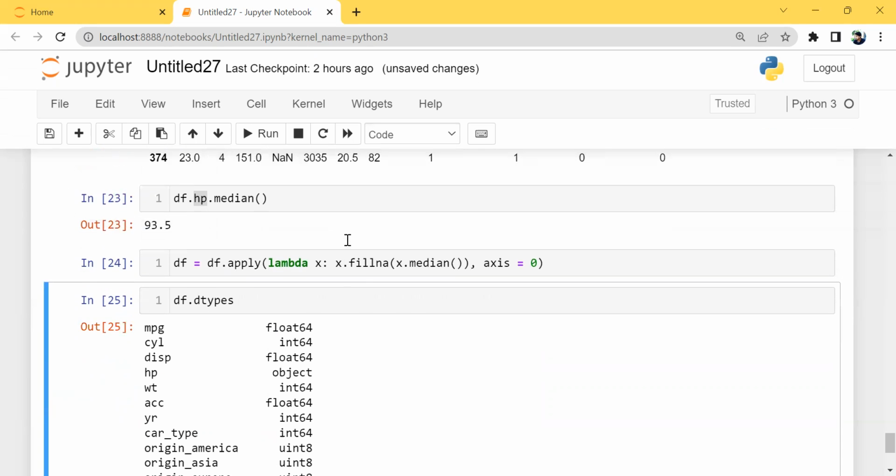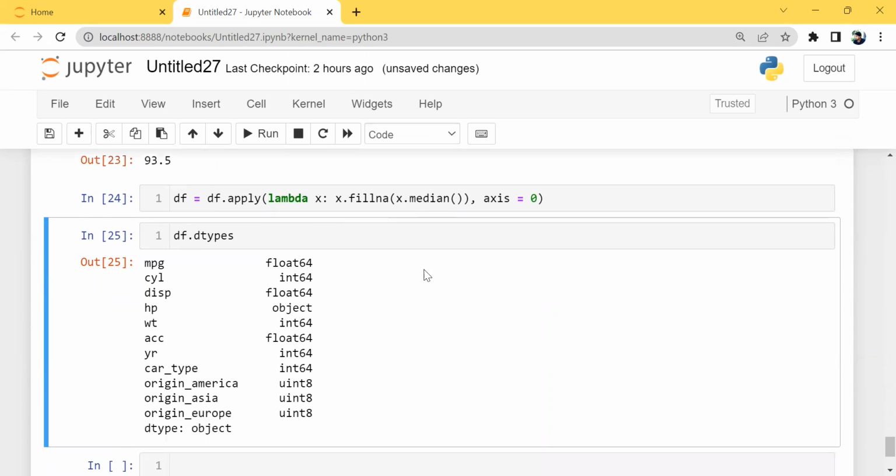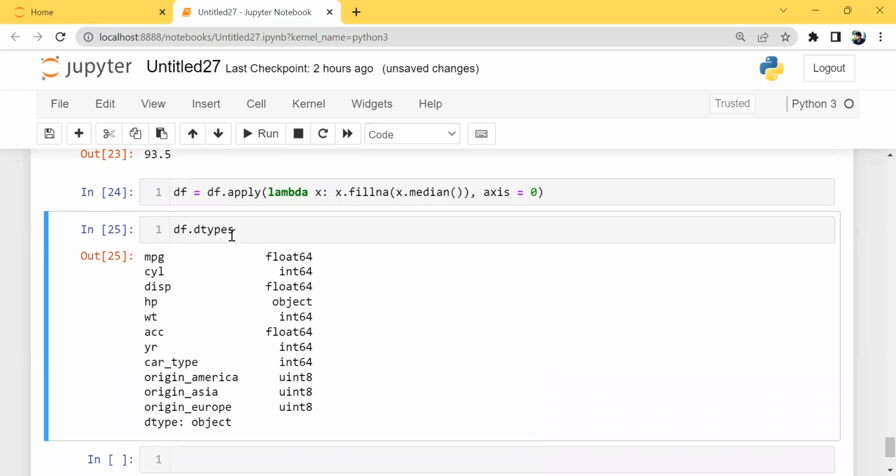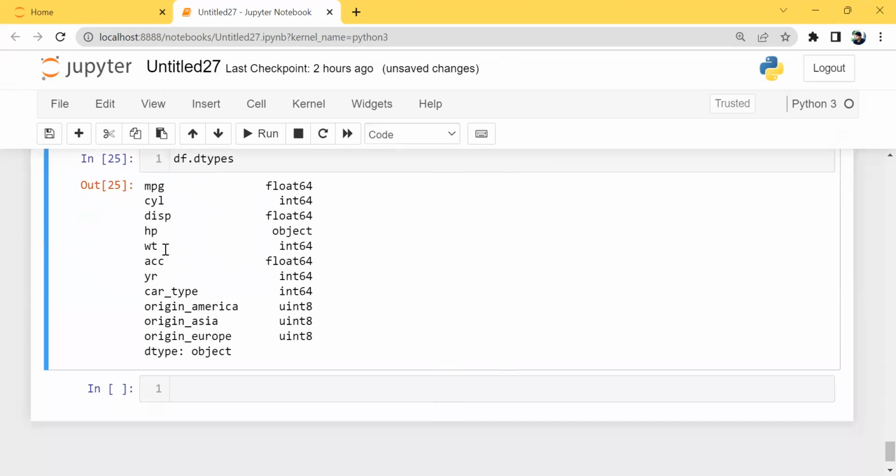Okay, so we have already changed the value, that is the x dot fillna. With the help of it, we have already filled all the null values with this median value. But when you look at what all the data types involved in our data set are, the HP column has not been changed. It should not be in the object type. It should be in the numerical type, maybe as float or as int, but it's not the case right now. So we need to change it.